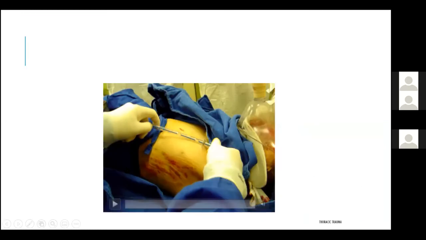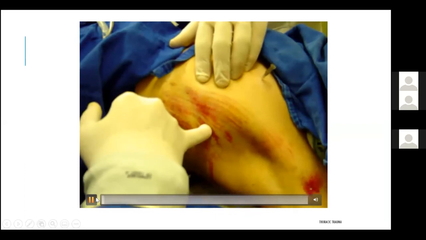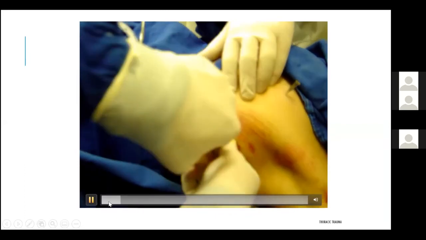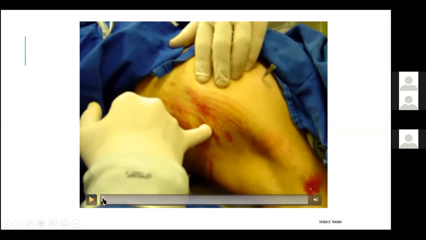Okay, finally I have just two last slides. This is about insertion of the chest tube, how you can apply it. I hope the sound is clear. I will stop every time, so I will go from the beginning. So this is what he's doing now.